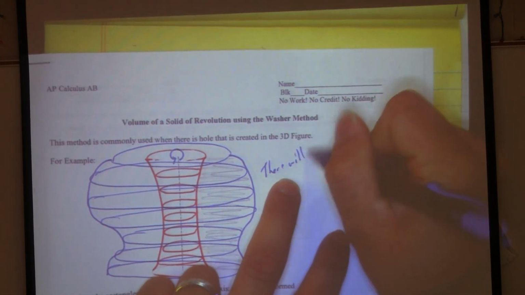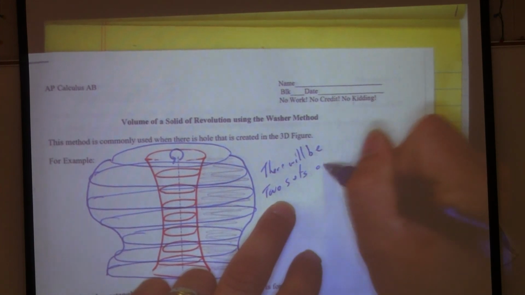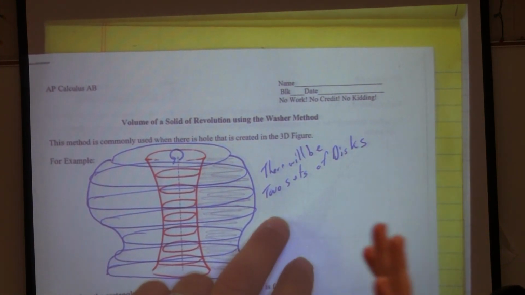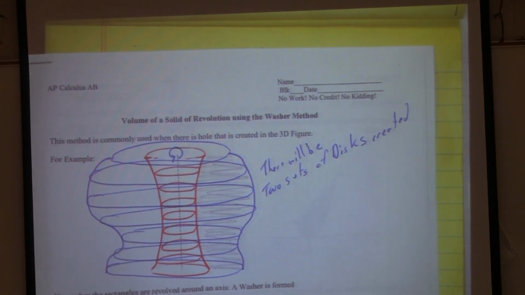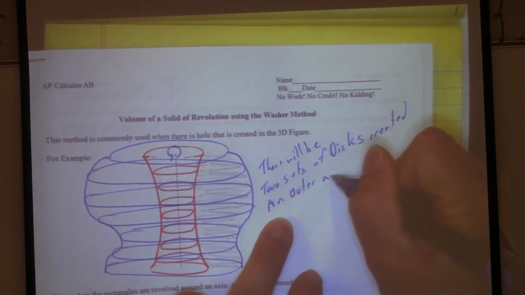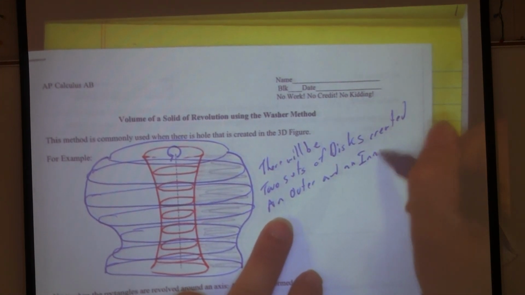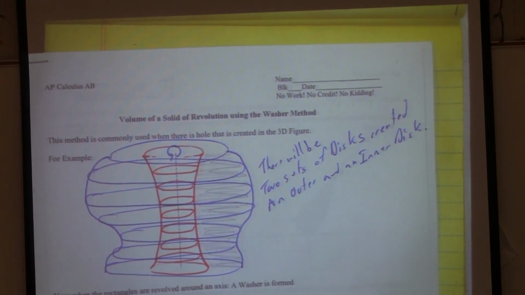There will be 2 sets of discs created. Right? There's an outer disk and then there's an inner disk. So in order to find the volume of that bounded space revolved around a particular axis, we have to subtract the volume of those 2 disks, right? Yes?